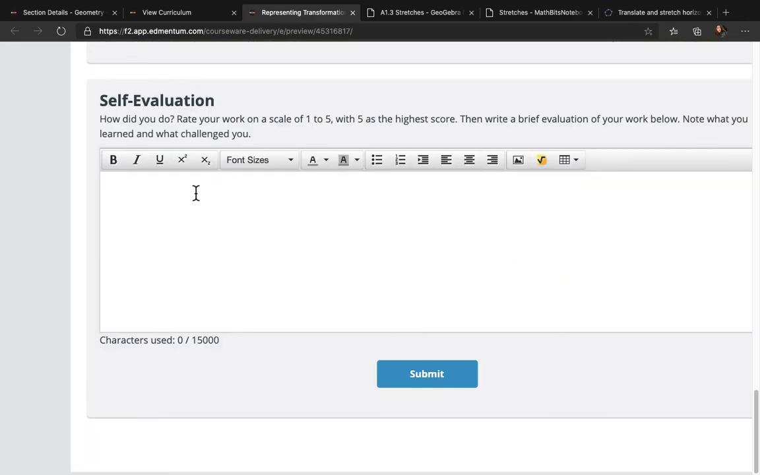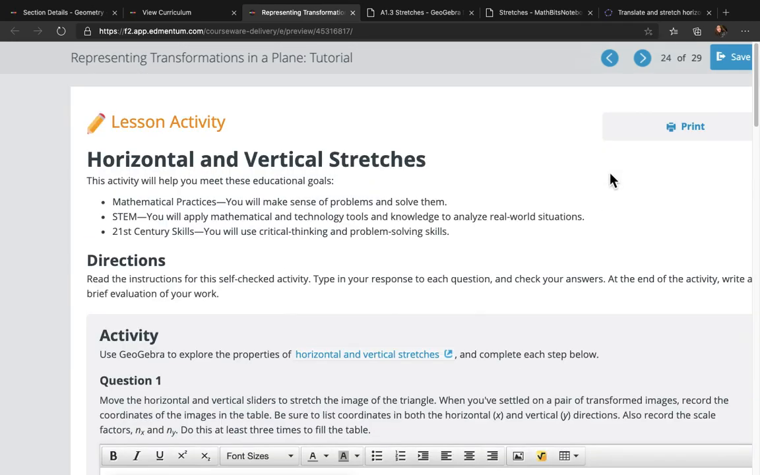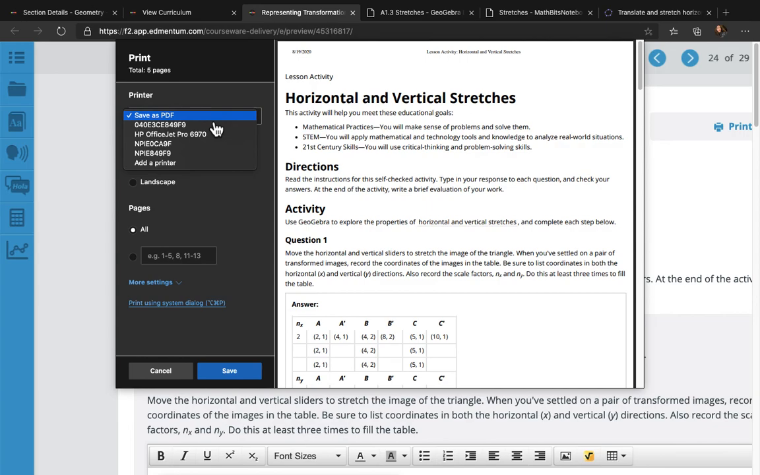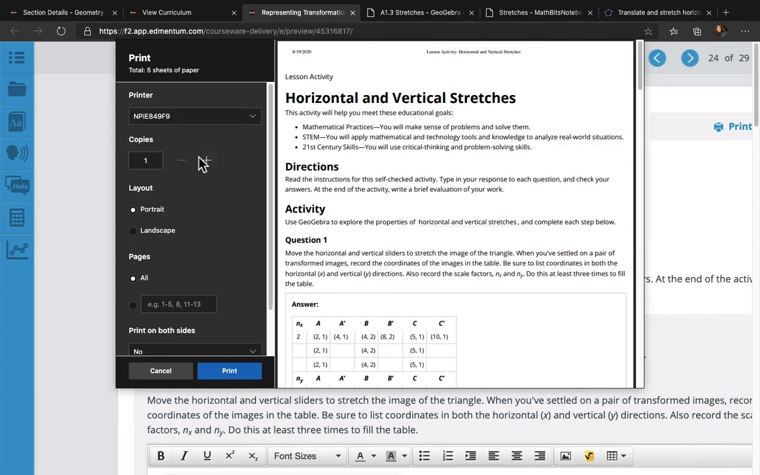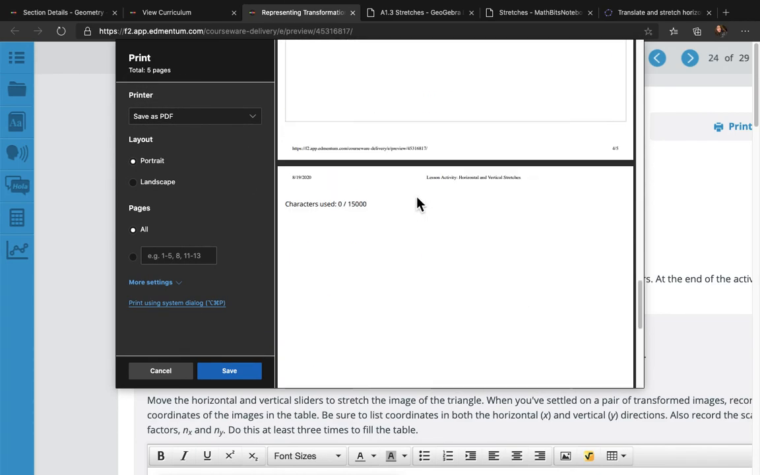Do your self-evaluation. You lose 10 points if you don't do a self-evaluation, so just keep that in mind. Make sure you, again, print this. I'm going to save it as a PDF. Some of you may have it connected to your printer. Again, just save as a PDF and upload this into Teams.